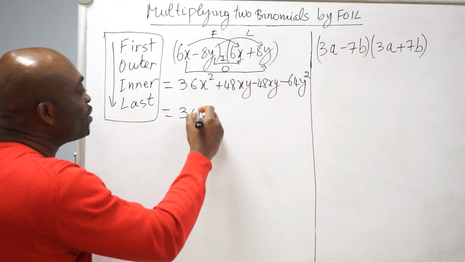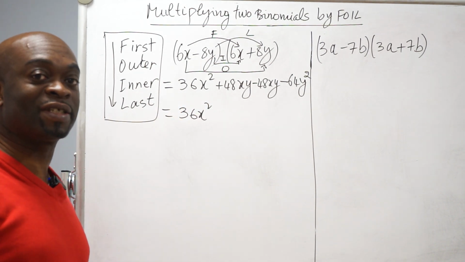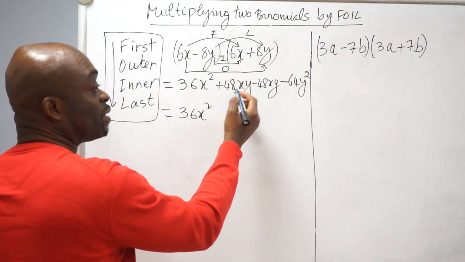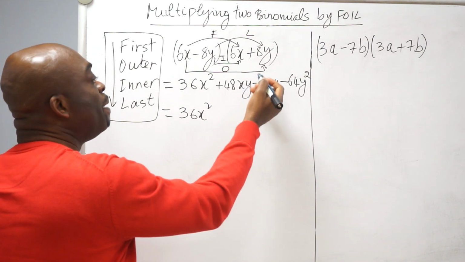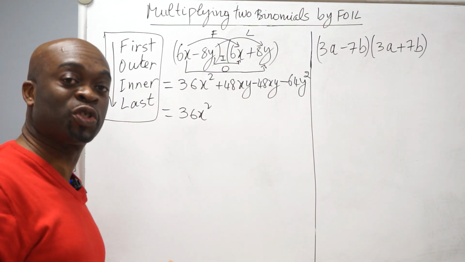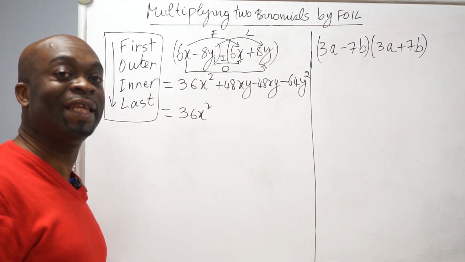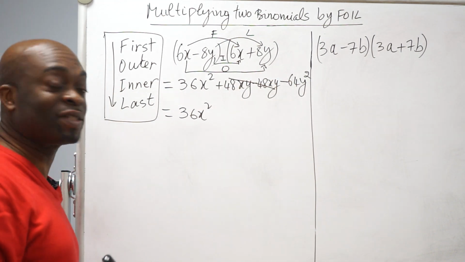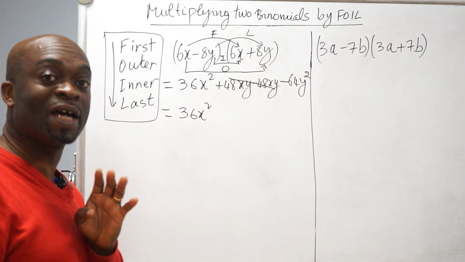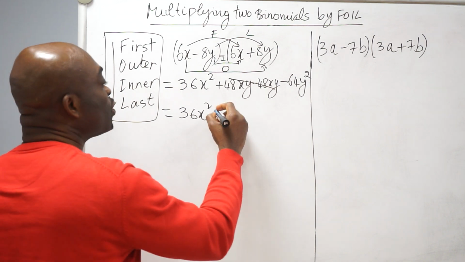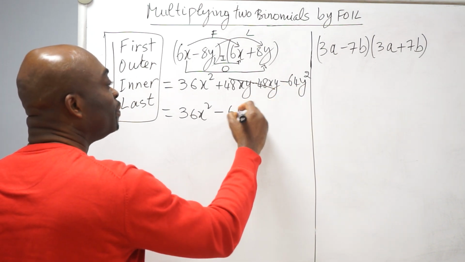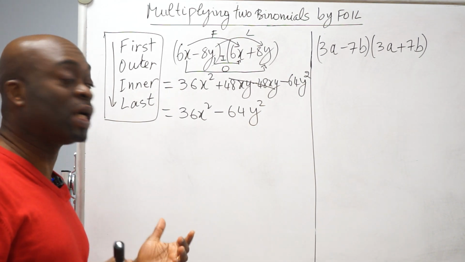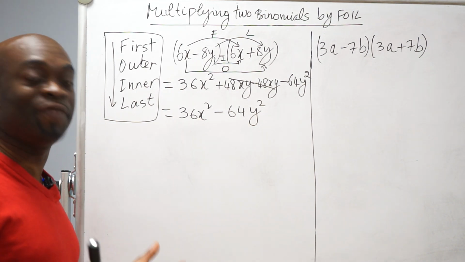So we have 36x squared, which is by itself because it doesn't have anybody to play with. All right. Then we have plus 48xy minus 48xy. What's going to happen to those two terms there? They're going to eliminate each other. They will cancel out. So these two are crossed out because it's the same numbers, but different signs. Okay? So they're out. So then we have negative 64y to the second power. We cannot combine these two because they are two different variables.